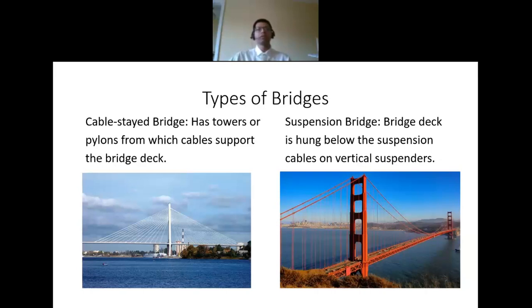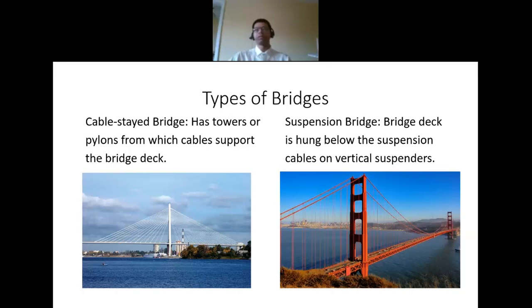A cable stayed bridge has one or more towers or pylons, as they are commonly known, from which cables support the bridge deck. A distinctive feature here is that the cables which run directly from the tower to the deck normally form a fan-like pattern or a series of parallel lines.